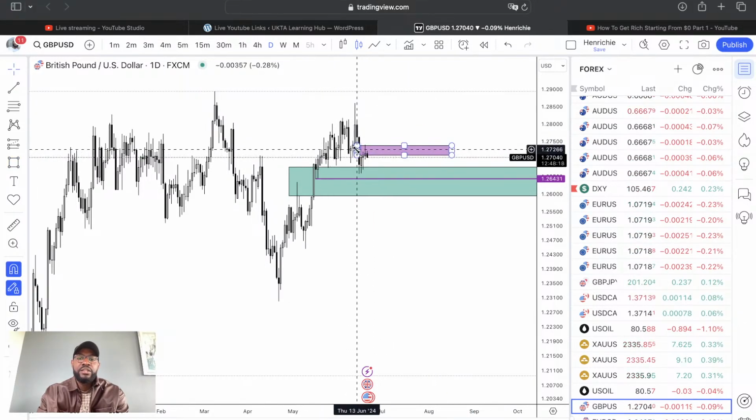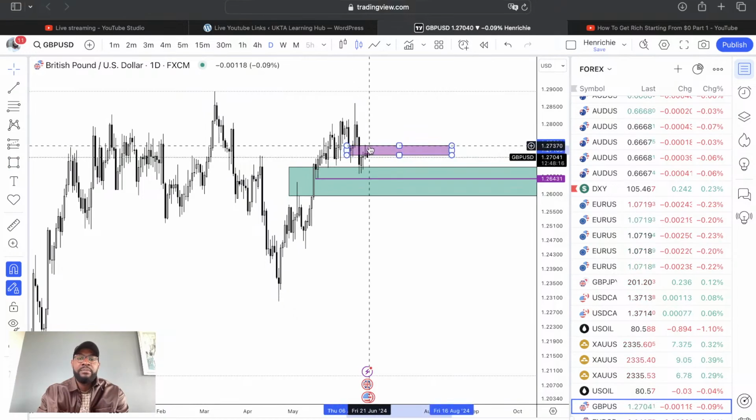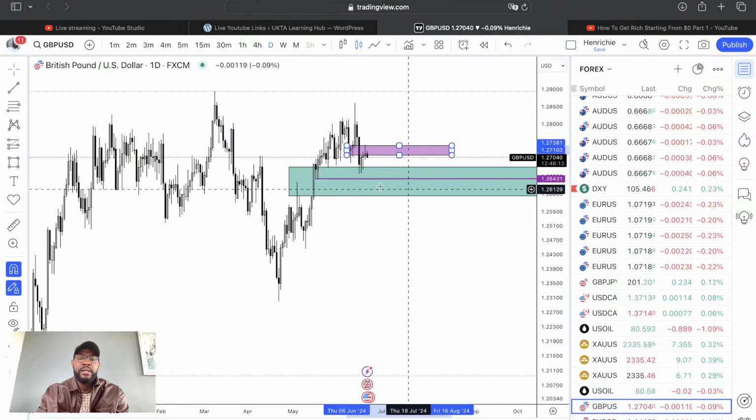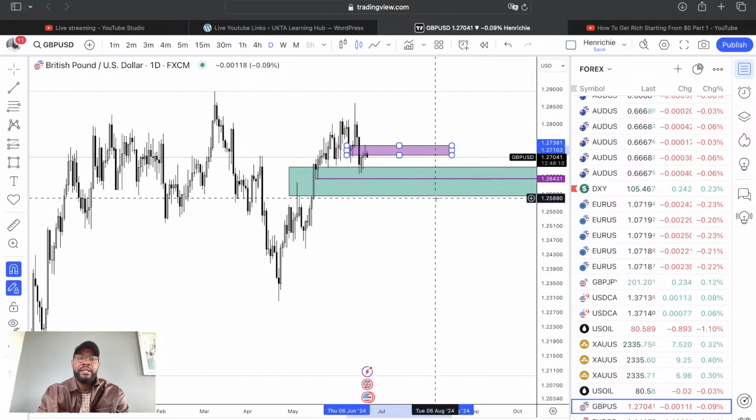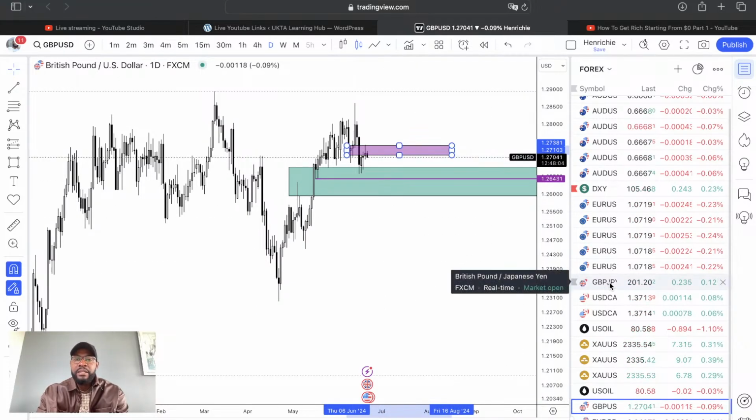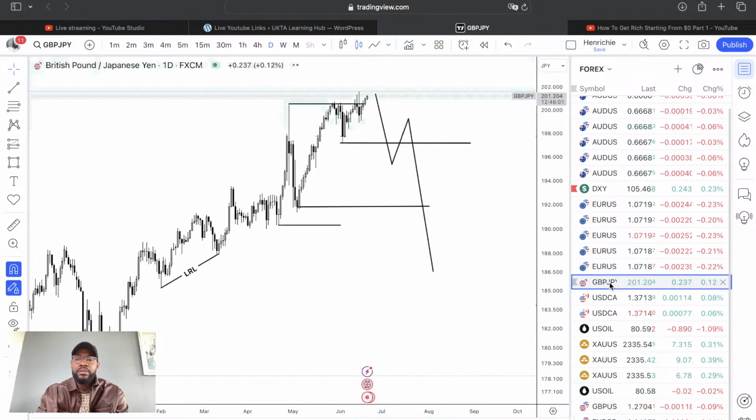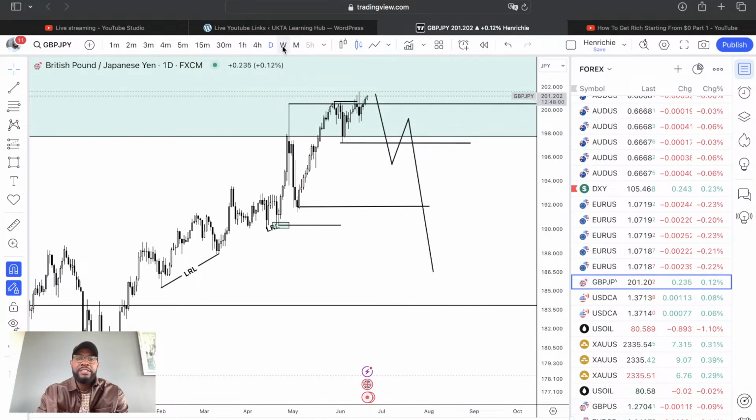after that mitigation, we're rejecting off that key level, so I'm not going to be surprised to see it dunking here. Mitigate this. That would be the most preferable area that I would like to buy GBP US dollar. So that is all from me for GBP US dollar. We're going to look at pound yen.